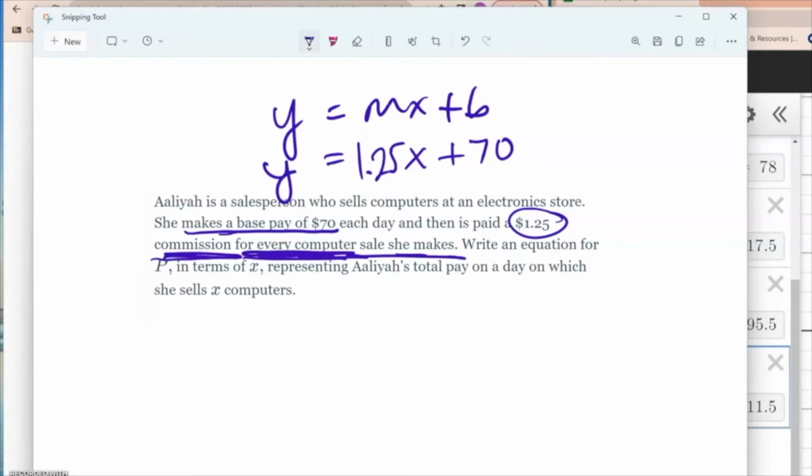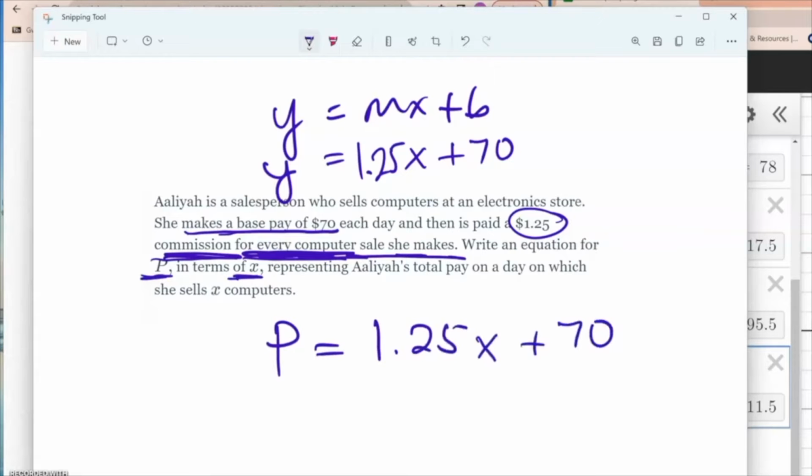And then remember, in my previous question, I kept a y and x, but you have to use whatever letters they give you. So write an equation for p in terms of x. So this should be capital P equals 1.25, the one x in the question, x plus 70. All right, so please make sure you use the variables that they're using in the questions.